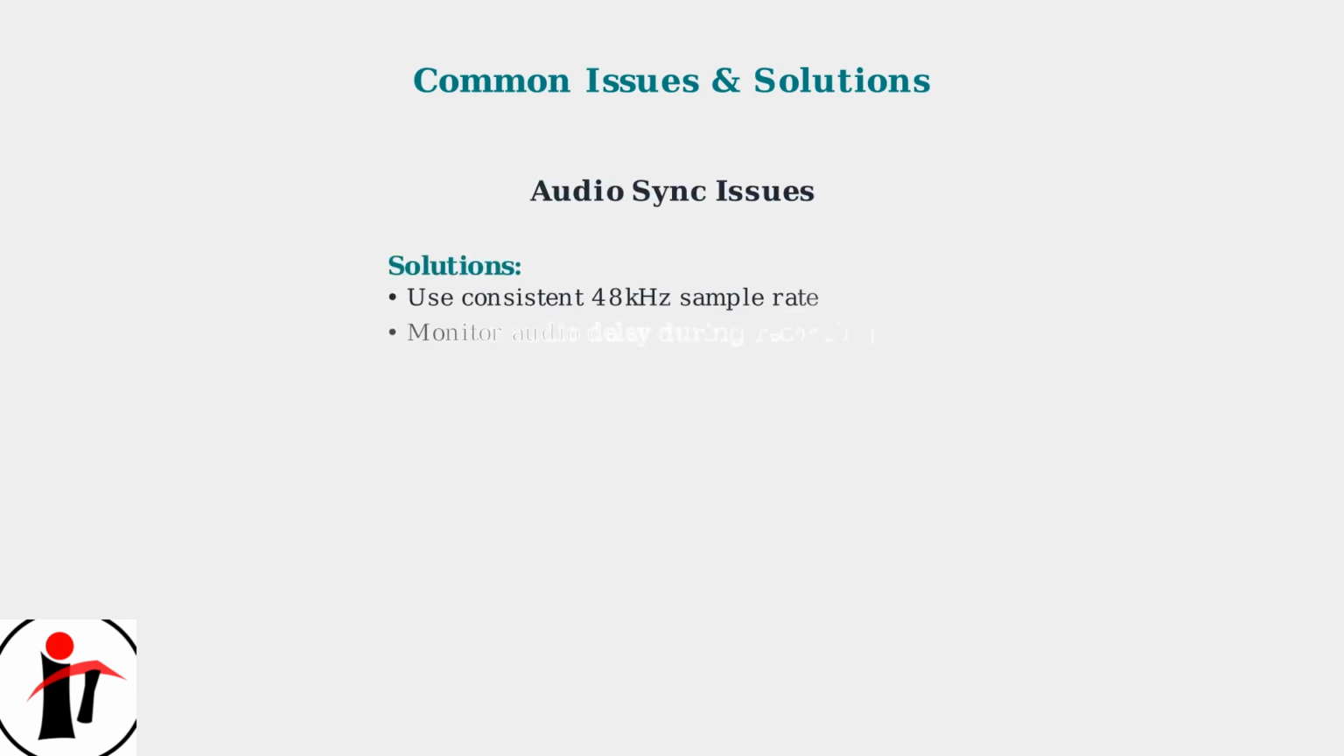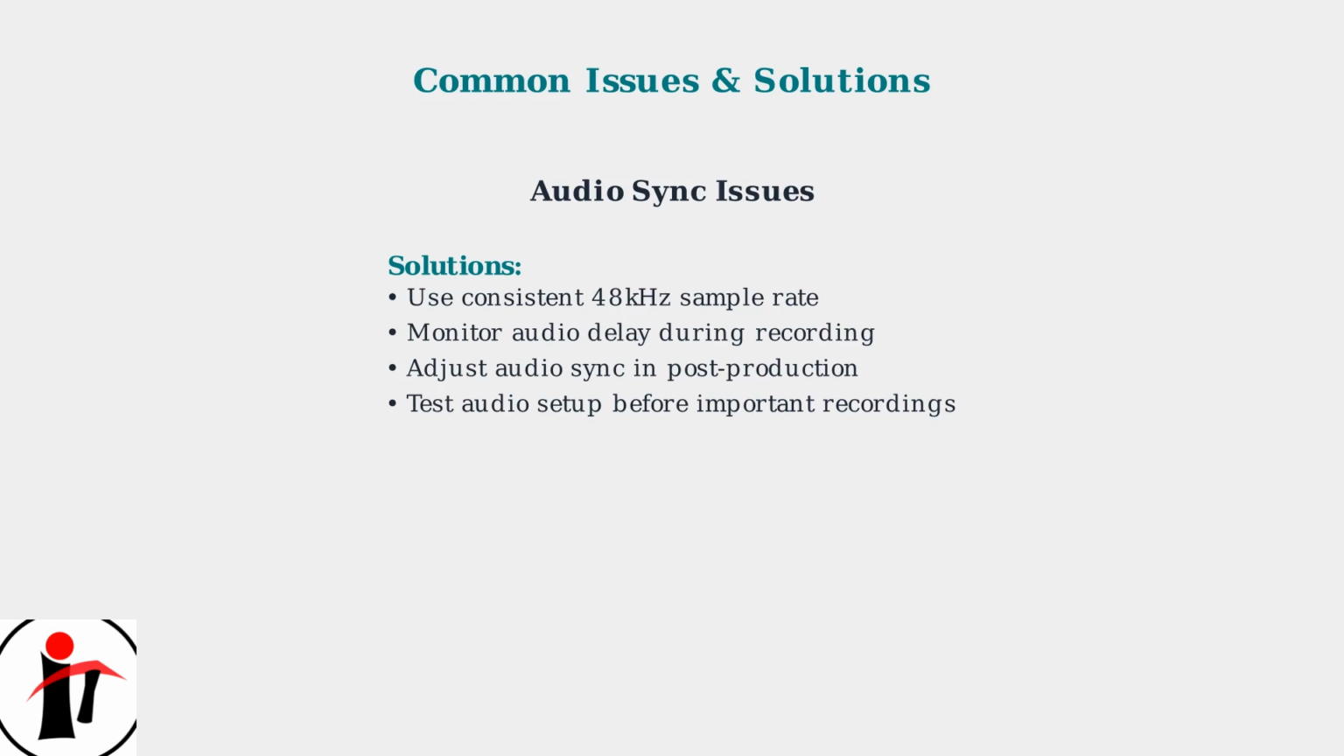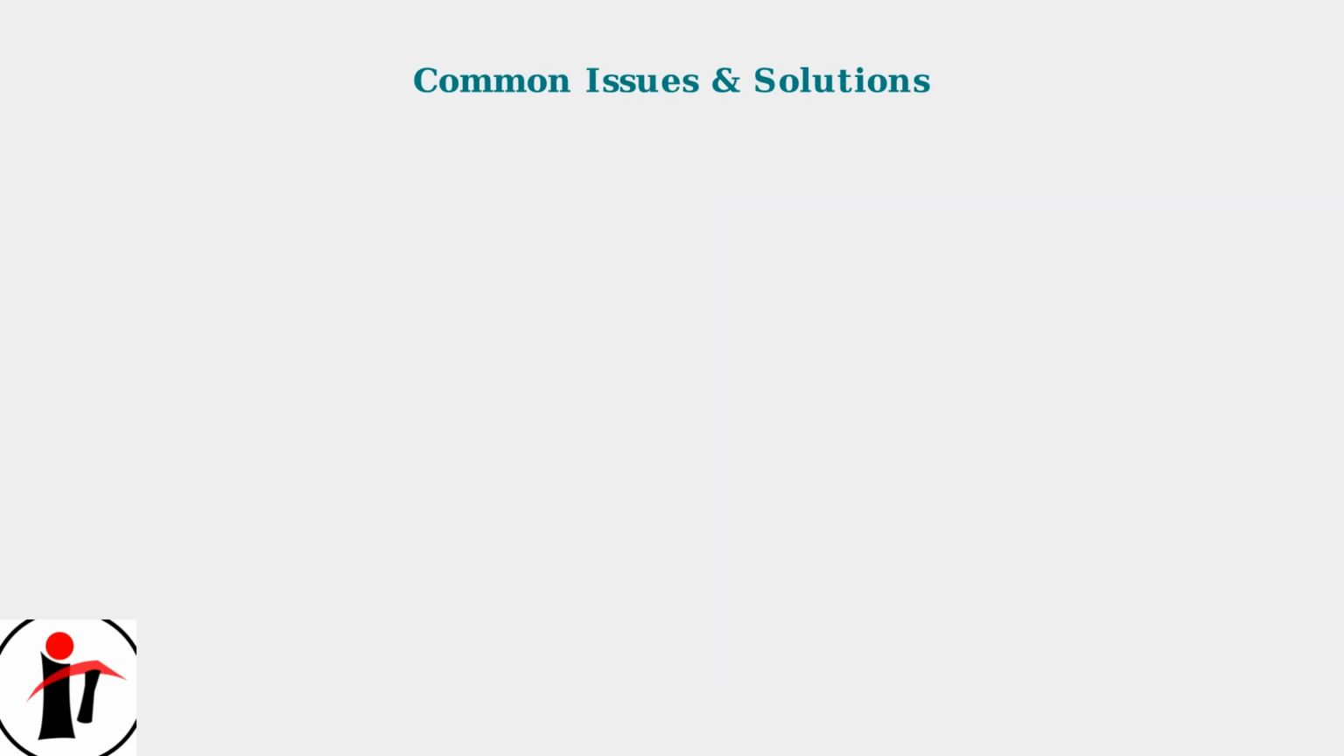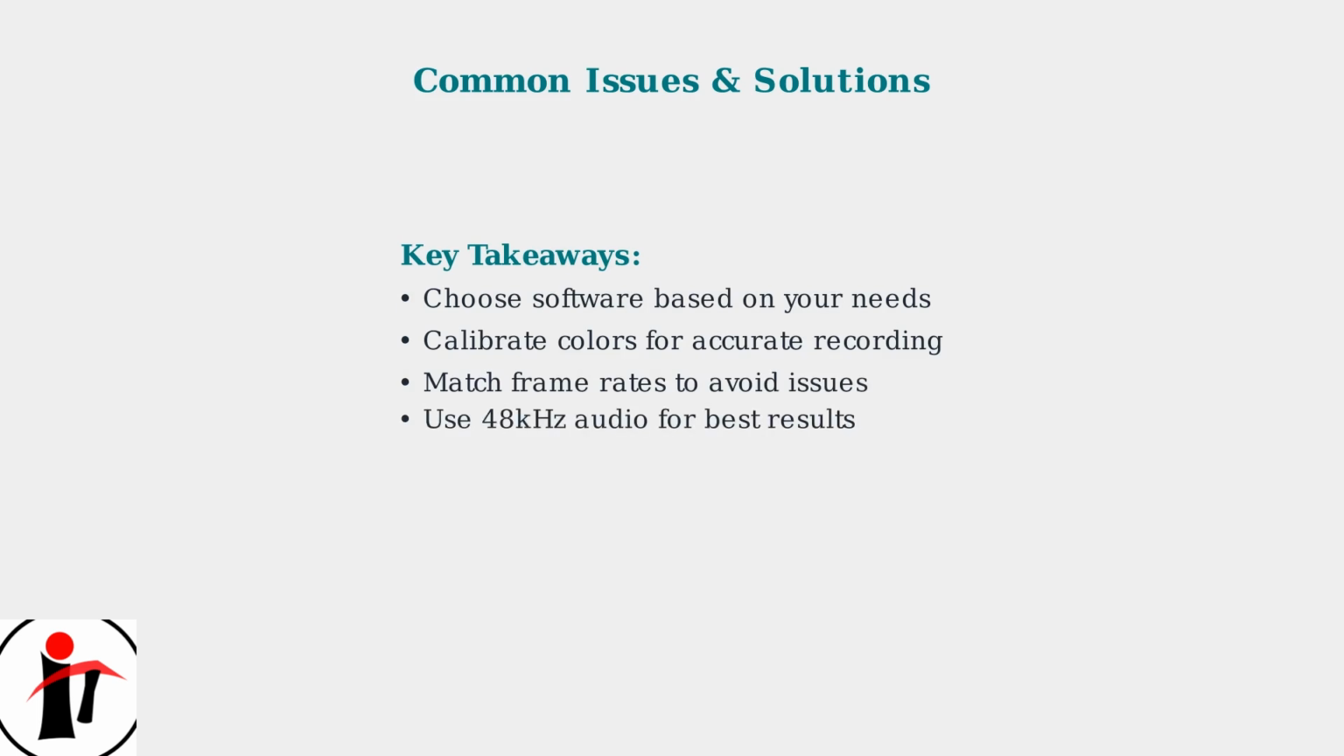Audio synchronization problems can ruin otherwise perfect recordings. Use consistent sample rates of 48 kHz and monitor for audio delay that may need post-production adjustment. With the right software choice and proper troubleshooting knowledge, screen recording on Sceptre monitors can deliver professional quality results for any application.